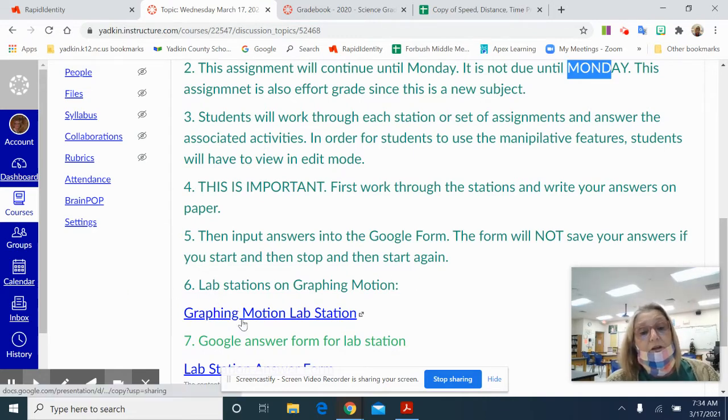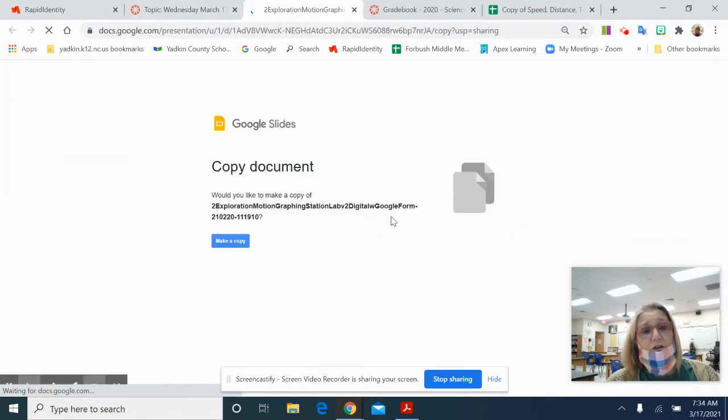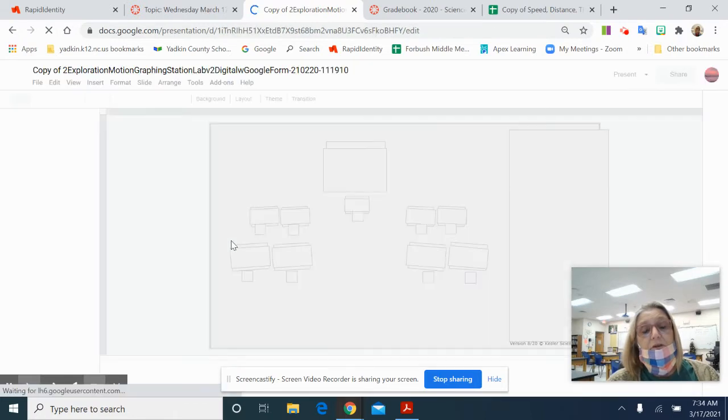So here is the lab station. Let me show you what it looks like. It'll force you to make a copy. This copy will be found in your Google Drive. Okay.